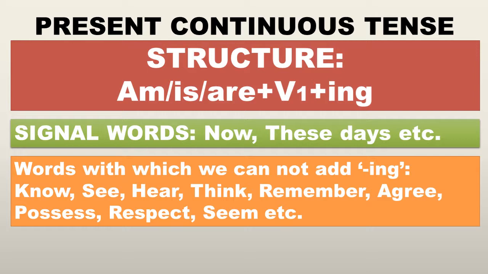So in that case, what would you do? You cannot say I am seeing a bird. What you have to do is go back to its previous tense, like I see a bird. The previous tense is simple present tense, so you have to express that sentence in simple present tense. Since you cannot add ing to the verb see, you have to use that verb in simple present tense, the previous tense of present continuous tense.